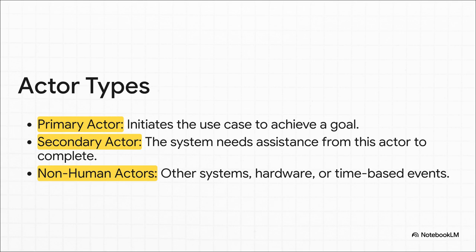A primary actor is the one who kicks things off. They initiate the use case to get something done. A secondary actor is different. That's an actor the system needs help from to complete the use case. Think of a credit card system as a secondary actor. By convention, you'll usually see primary actors on the left of the diagram and secondary ones on the right. And again, just to hammer this home, actors do not have to be human.